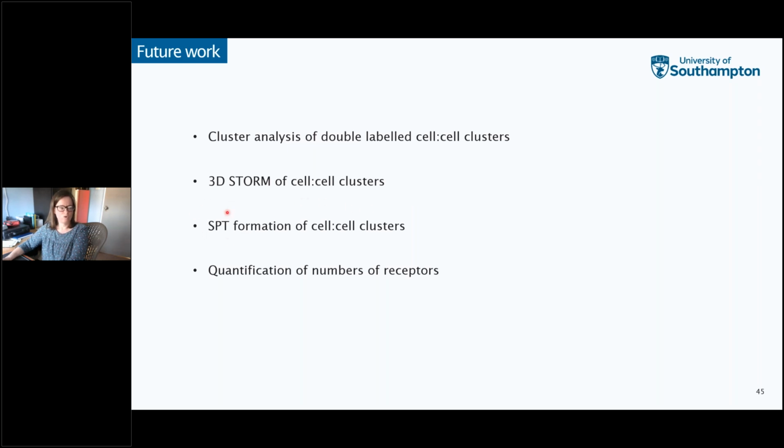We'd also like to go on to do some single particle tracking to look at the formation of the cell-to-cell clusters. So we know that with some antibodies, it's very rapid. It only takes a few seconds after adding the antibody before you start to see the clusters. And with other antibodies, it's much slower. And we'll also want to look into quantification, so the actual numbers of receptors which are needed to form the greater agonism.